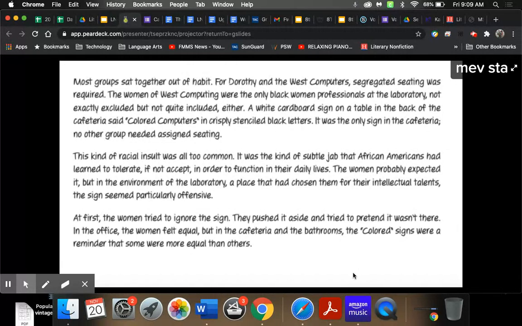At first, the women tried to ignore the sign. They pushed it aside and they tried to pretend it wasn't there. In the office, the women felt equal, but in the cafeteria and the bathrooms, the colored signs were a reminder that some were more equal than others.